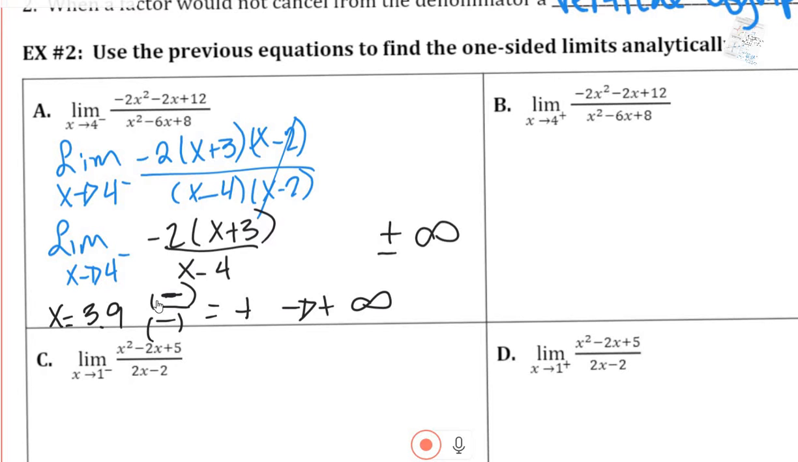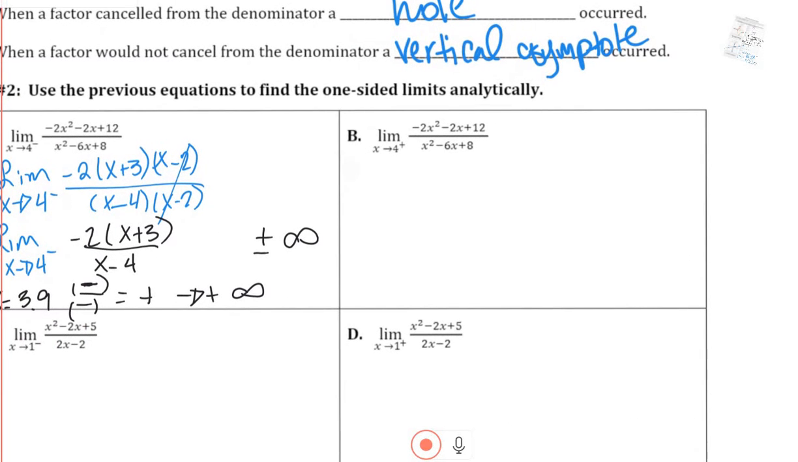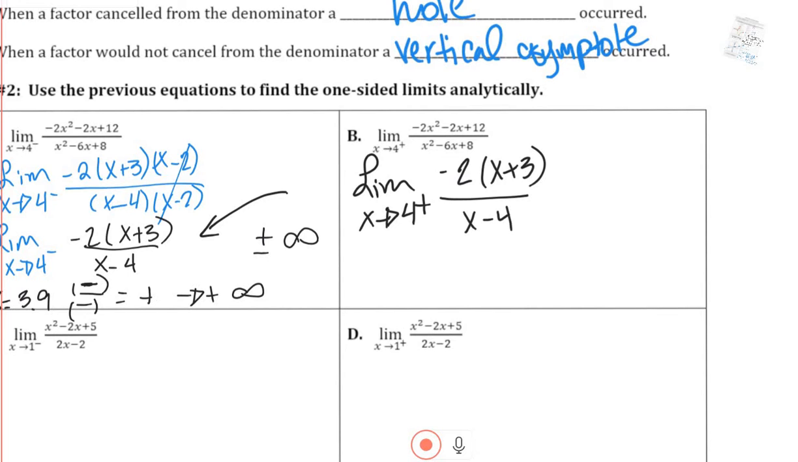Okay, so let's look at B. Now I'm going to look at the same limit, but from the right. I'm going to just use what we've already done. There's no reason to refactor it. I'm going to look at the limit as x approaches 4 from the right. Again, after I canceled out what I need to cancel and I factored, I have negative 2 times x plus 3 over x minus 4. Again, I know that x minus 4 is going to be a vertical asymptote. So now I'm looking at something a little bit greater than 4 because I'm approaching this 4 from the right. And so I'm going to just pick 4.1.